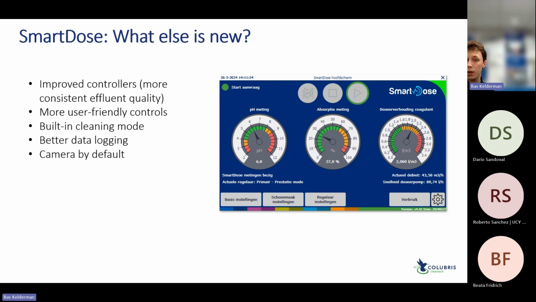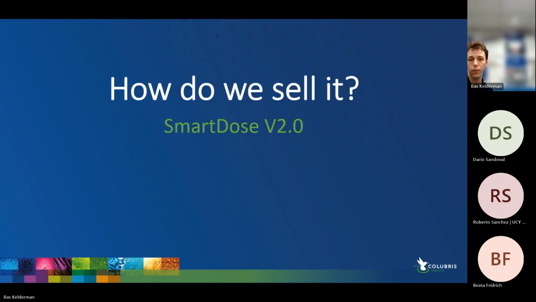a camera now by default, which is not important for the process. The camera doesn't actually do anything, but it's quite useful for us. If I'm trying to fine-tune something and I log in from a distance, being able to just see a picture of the flocs right then and there, it's very helpful.